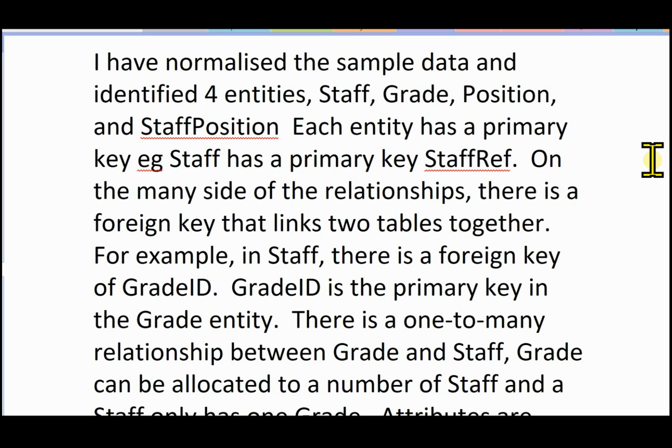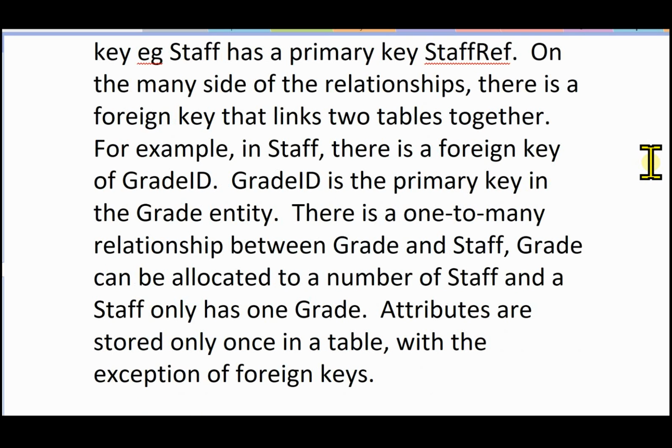For example, staff has a primary key of staff ref. On the many side of the relationships, there is a foreign key that links 2 tables together. For example, in staff, there is a foreign key of grade ID. Grade ID is the primary key in the grade entity. There is a one-to-many relationship between grade and staff. Grade can be allocated to a number of staff, and a staff only has 1 grade. Attributes are stored only once in a table, with the exception of foreign keys.